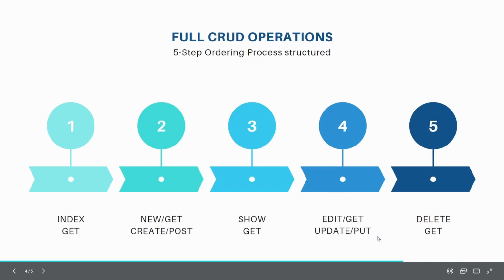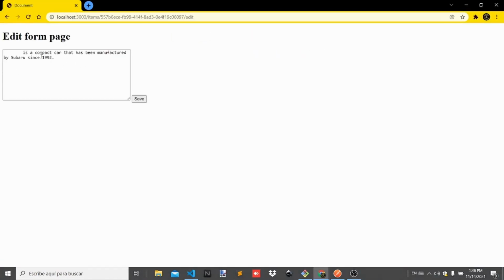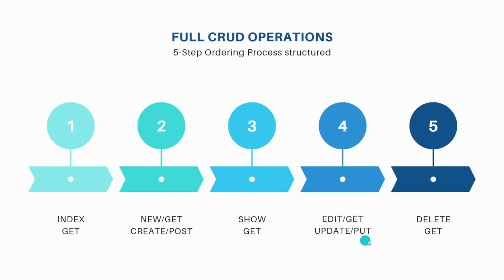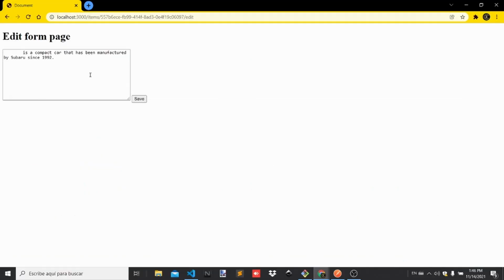In this case, we use put if we want to replace all the body, okay? Or also, we can use the patch method, okay? If we want to modify only partially, okay? Now, let's see, Subaru is not available anymore. It is not available this week, okay?